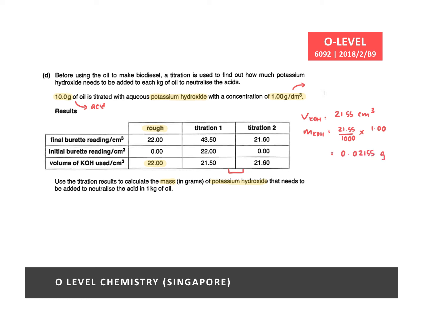grams. Okay. However, this is not the final answer yet, because this is the mass of potassium hydroxide that neutralizes the acids in 10 grams of oil. So the next part is somewhat like a mathematics problem. If 10 grams of oil requires 0.02155 grams of potassium hydroxide to neutralize the acid, then in 1 kg, which is 1000 grams, what is the mass of potassium hydroxide required? In this case, it will be 2.155 grams of potassium hydroxide.